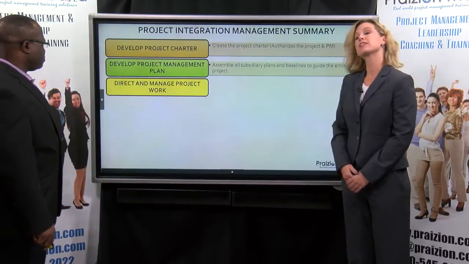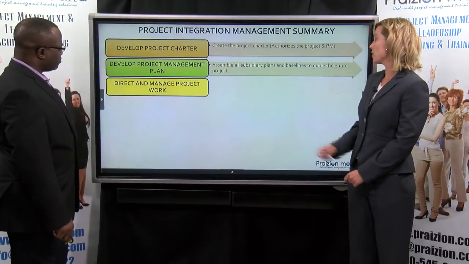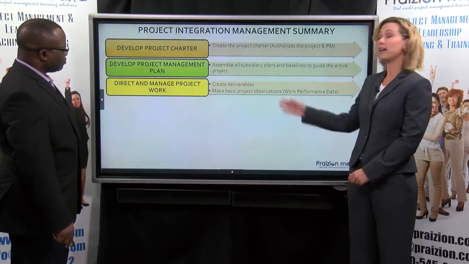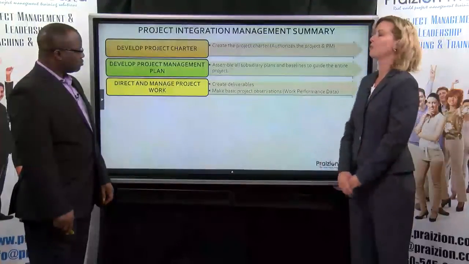Well, then we direct and manage project work. We're in the executing process group here, and this is where we're generating work performance data. We're actually creating deliverables in this process. We're making basic project observations like what are the actual costs, what is our percent complete. All those pieces of data are called work performance data.